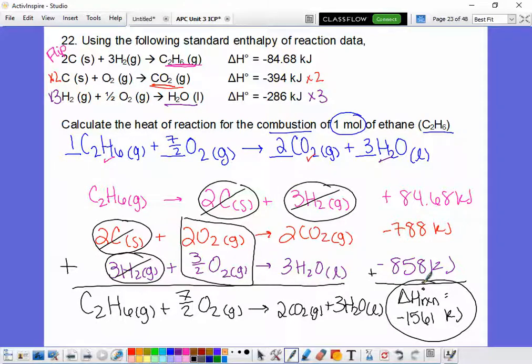Well, we weren't ignoring them. The delta H for the second and third equations were both to the whole number, so our answer needs to be to the whole number. But remember, when you're adding and subtracting, you're not looking at number of sig figs, you're looking at place value. Okay. Questions on that? That's Hess's law.